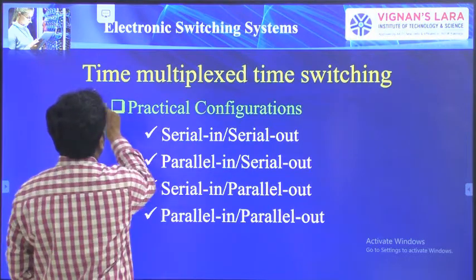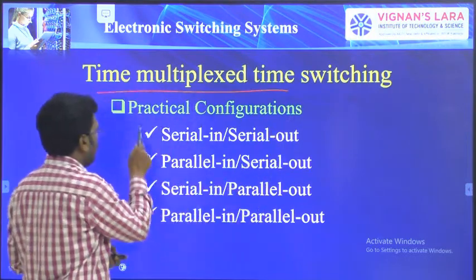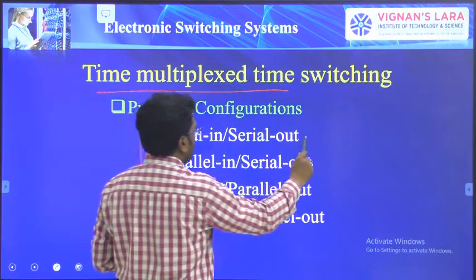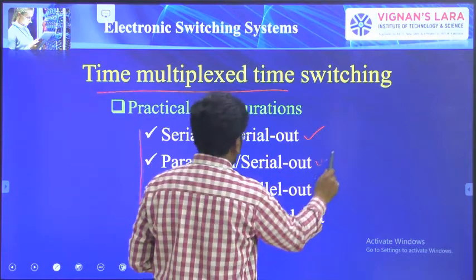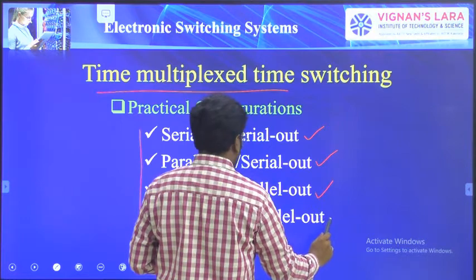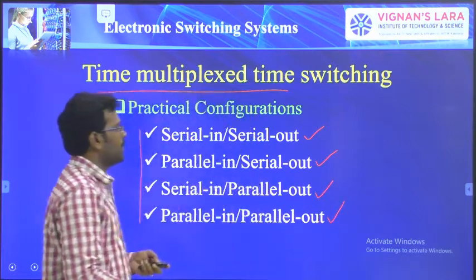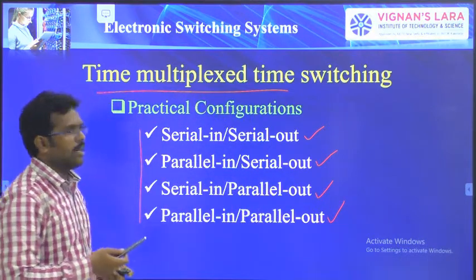We can operate this time multiplexed time switch in 4 configurations: serial in, serial out; parallel in, serial out; serial in, parallel out; and parallel in, parallel out configuration. First we will discuss the serial in, serial out configuration.